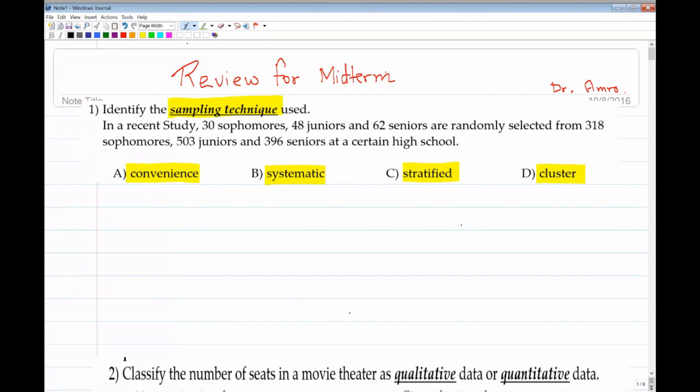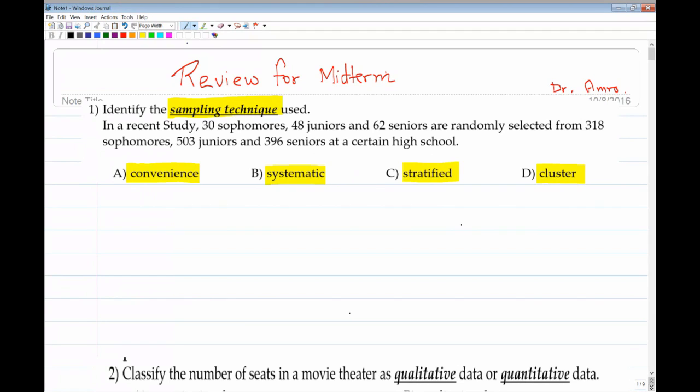Convenient is something within reach. Something like when you interview a student at a local community college. So it's very convenient to survey a student within that college instead of going somewhere else.